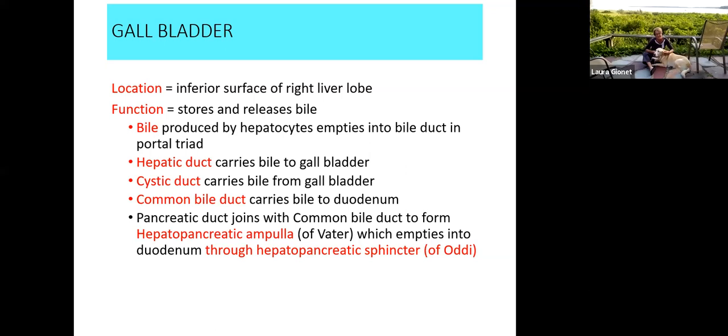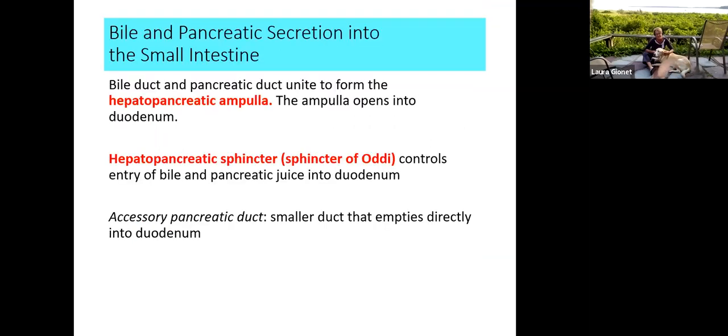So, regulating the passage of the bile and the pancreatic juices from that ampulla area into the small intestine is another sphincter. And that's your sphincter of Oddi or your hepatopancreatic sphincter. The bile duct and the pancreatic duct unite to form the hepatopancreatic ampulla. The ampulla opens into the duodenum. The hepatopancreatic sphincter or sphincter of Oddi controls the entry of bile and pancreatic juice into the duodenum, like any sphincter does, controls the passage of material. It can contract or it can relax.